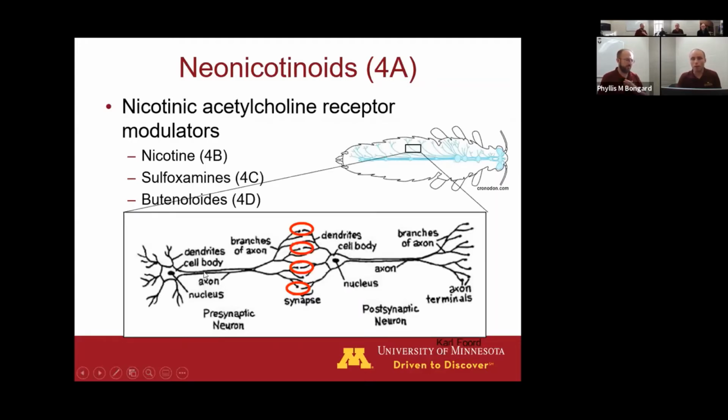And what that really means is they interfere with the chemical communication between two different nerve cells. So there's a chemical sent from one nerve cell to the next nerve cell, and that chemical conveys the message through our nervous system. These insecticides include the neonicotinoids, but also nicotine, kind of the natural version of it, and some of the other more recent insecticides like the sulfoximines, which would be sulfoxaflor, and the butenolides, which would be something like Sivanto.